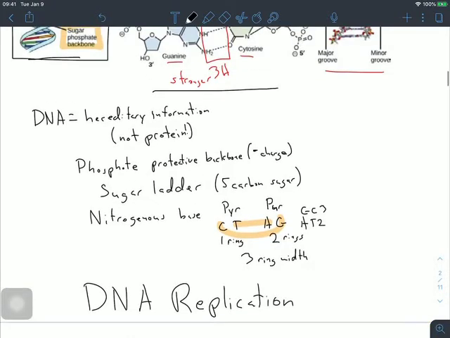Because once we understood how DNA was built, we wanted to understand how it gets copied. Because this is the thing that has the information for life. It is necessary to keep us functioning. So how do we go about making enough copies of it without destroying or changing it?